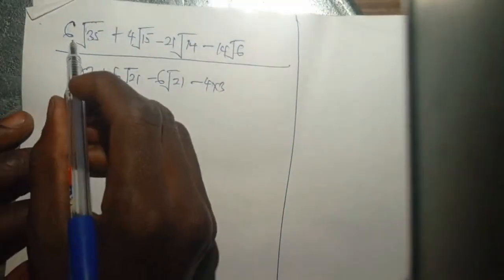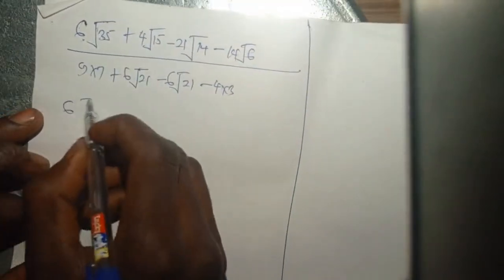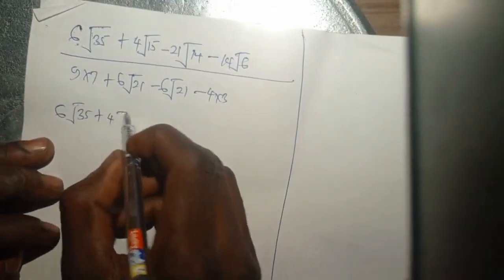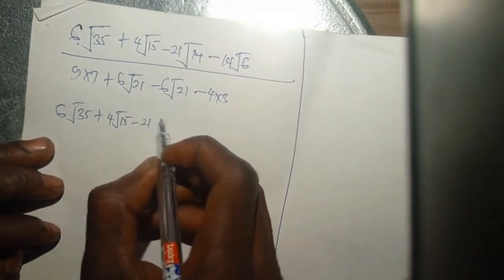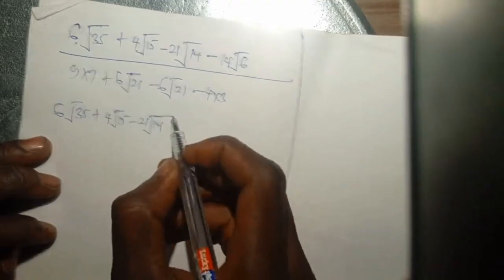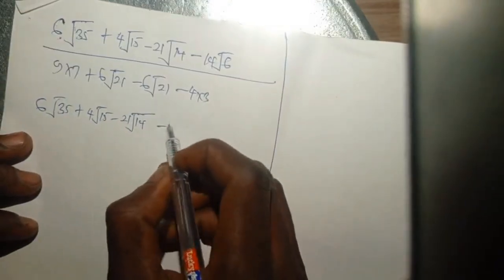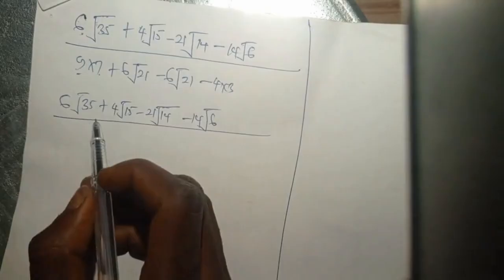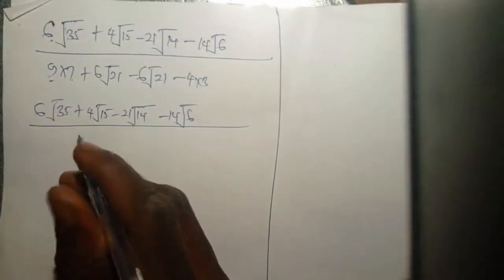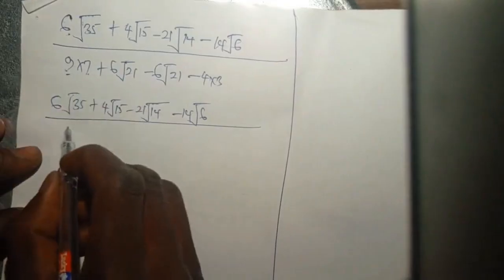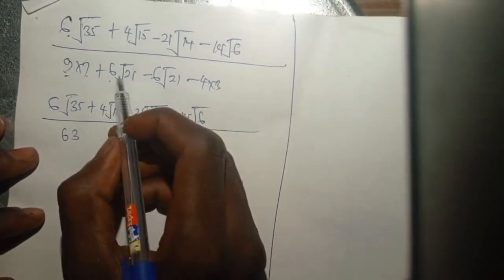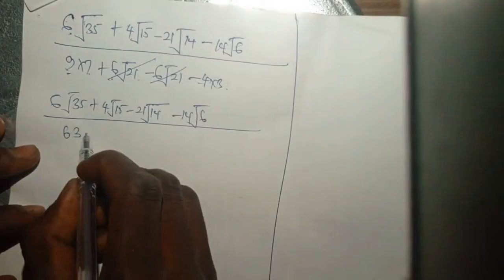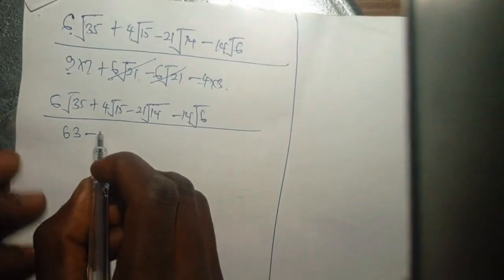So numerator 6 root 35 plus 4 root 15 minus 21 root 14, then minus 14 root 6 all over 9 times 7, 63. 63 plus 6 root 21 minus 6 root 21, this is 0. 4 times 3 is what? 4 times 3 is 12, right?